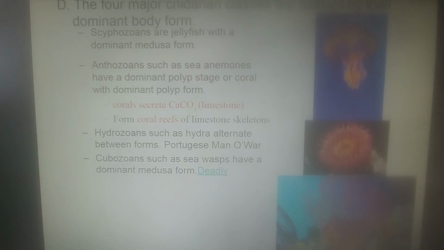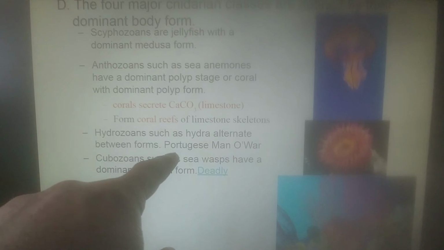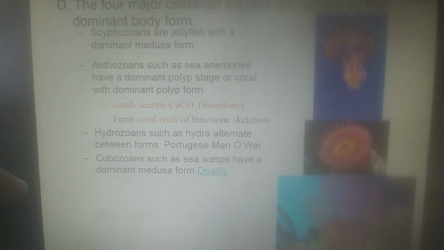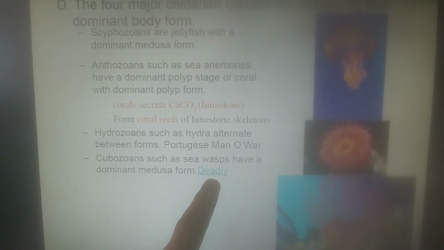Okay. Hydrozoans, Portuguese man of war. These guys will go between a hydra stage, a Medusa stage and a polyp stage. The Portuguese man of war looks like a big jellyfish, but it's actually a hydrozoan. And the last one are cubozoans. They've got a definite unique Medusa structure, and they're one of the deadliest jellyfish. Well, it's not a jellyfish. One of the deadliest Cnidarians on the planet. Watch that. It's actually kind of cool.